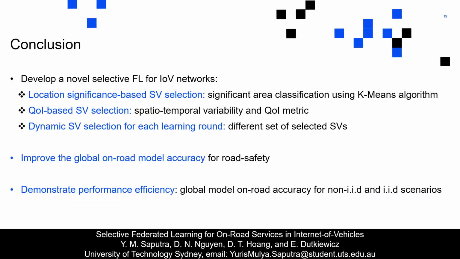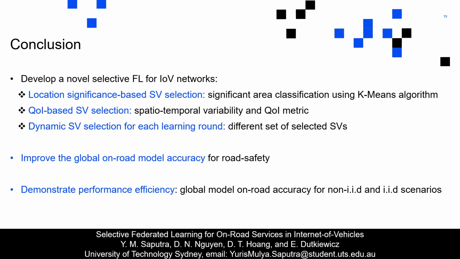Finally, we can conclude this presentation as follows. First, we developed a novel selective federated learning for IoV networks. We account for location significant based selection, so we classify the significant areas using the K-means algorithm, and then we further use quality of information based SV selection using the spatio-temporal variability. We also derive the quality of information metric to find the best high quality SVs, and we provide dynamic SV selection for each learning round. So in this case, we may have a different set of selected SVs.